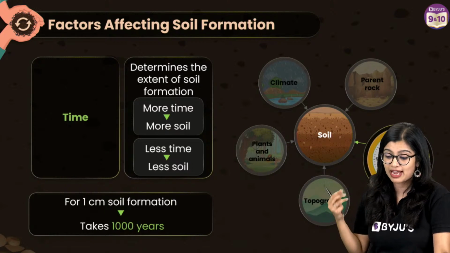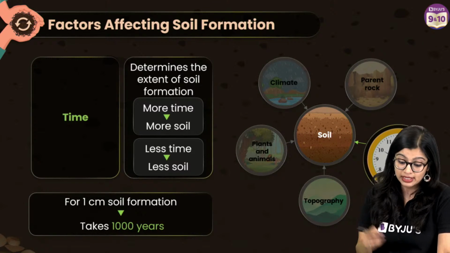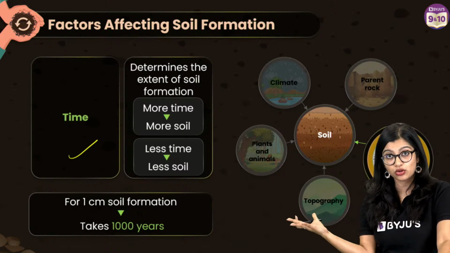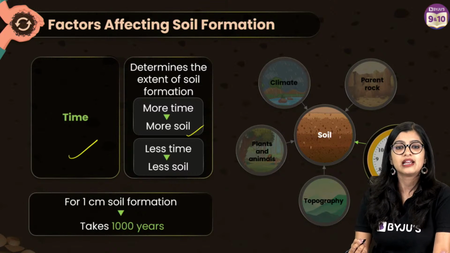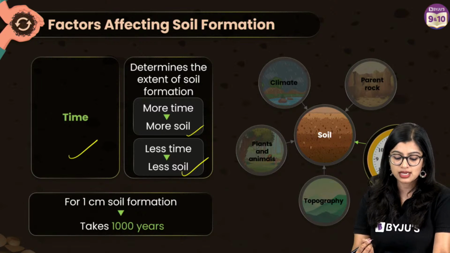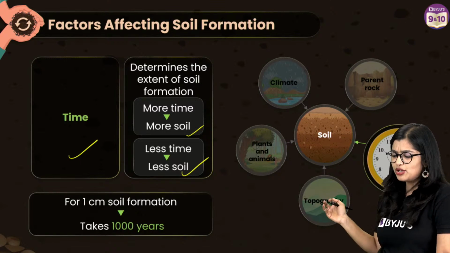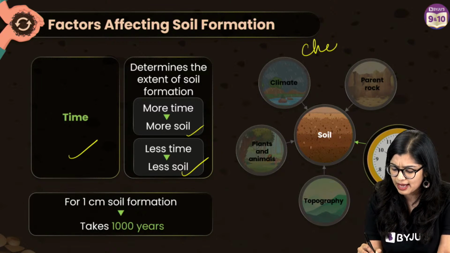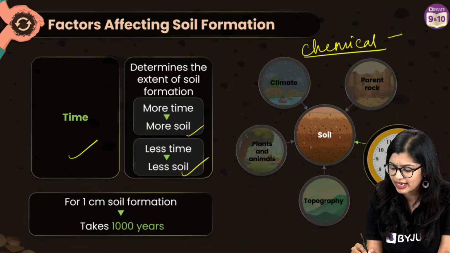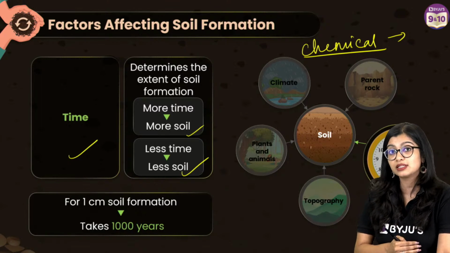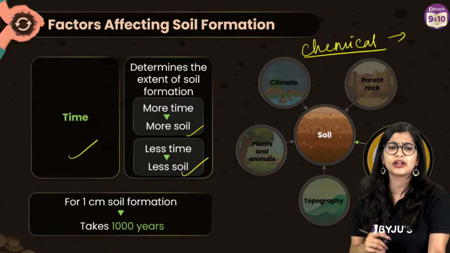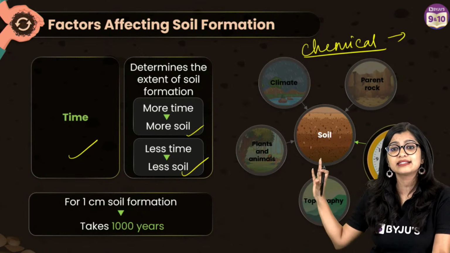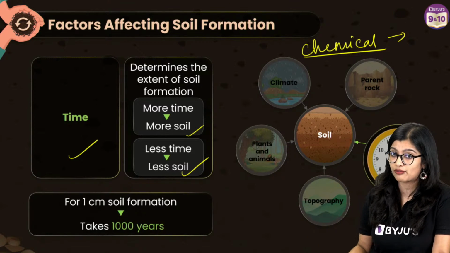And at the end of the day, various chemical factors are there. Time is also there, which means the more time there is, the more weathering takes place and we get more soil. Less time means less soil. Various chemical factors also affect the color of the soil, the texture of the soil, and so on and so forth. So these are the various factors which affect soil formation.